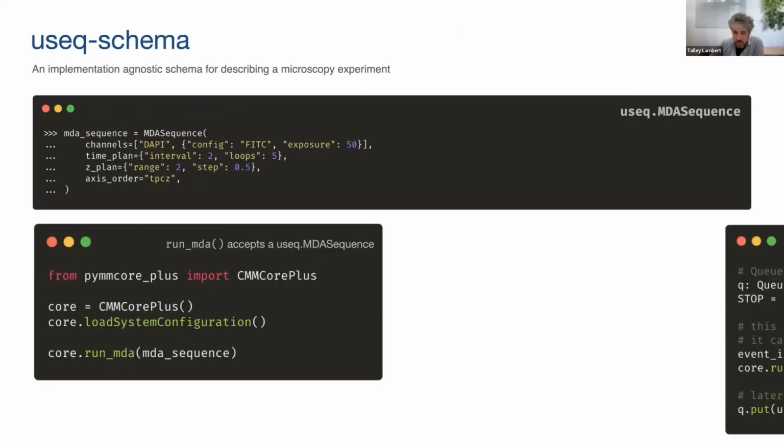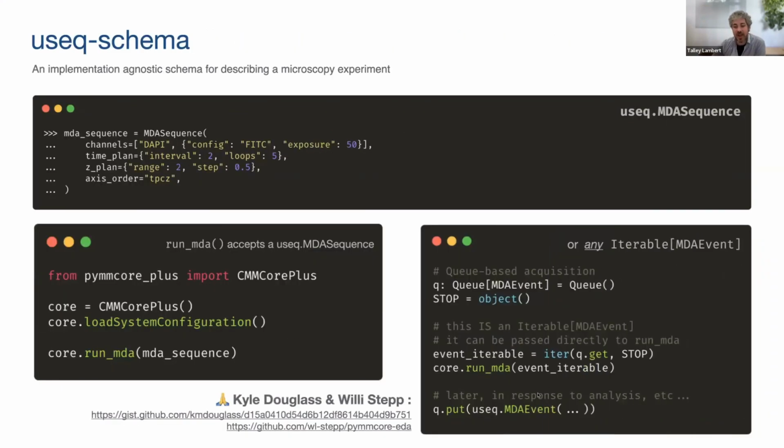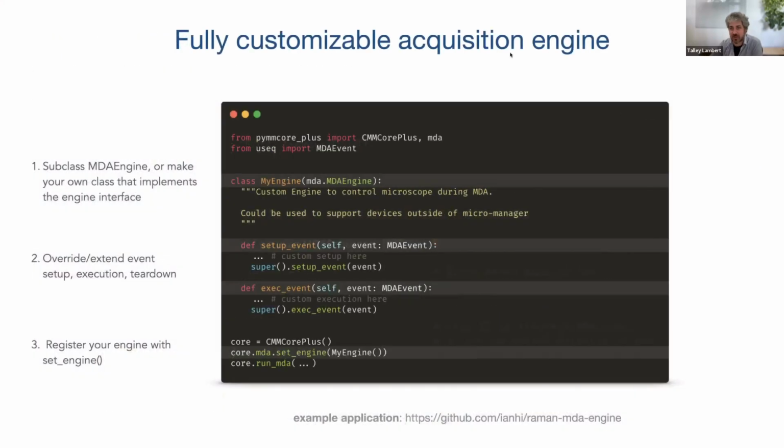That provides quite a bit of customization just by having a thread running a thing, watching a queue, but you can also fully customize the acquisition engine itself. This is some code that shows you how to do that. So again, we're going to import PyMM Core Plus itself, and down here I've made a core instance. And what I'm going to do is set the engine to a custom object. So what is this? This object here is a subclass of our MDA engine. So MDA engine is the thing essentially that executes the sequence of events.